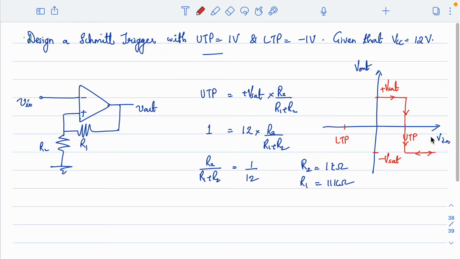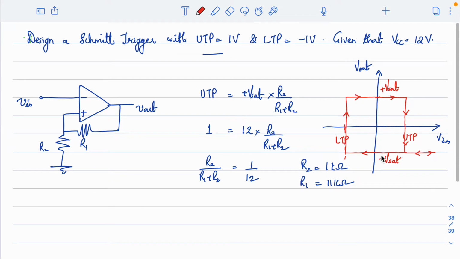Now as the input voltage reduces, and when it reduces past UTP, nothing will happen, it will continue in minus Vsat. Now if the input voltage falls below LTP, what will happen? Then the output will go to plus Vsat. So it is like this.